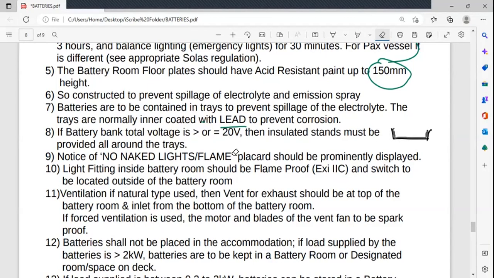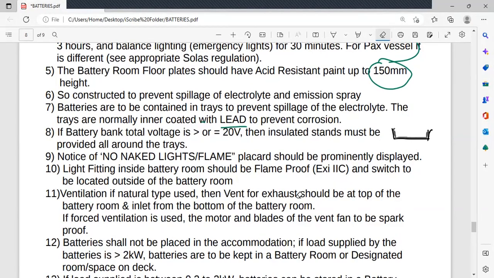Right. Point number 8, if battery bank total voltage is greater than or equal to 20 volts, then insulated stands must be provided all around the tray. In other words, that metal tray is there, and as I said, you have that wooden thing which is going to be containing the batteries. So that is the insulation that they are talking about.